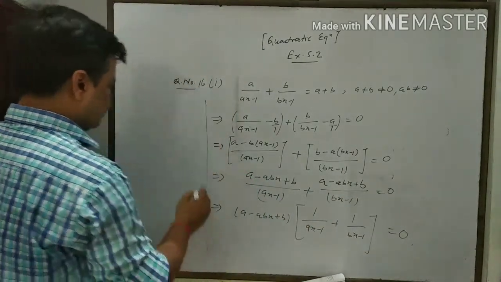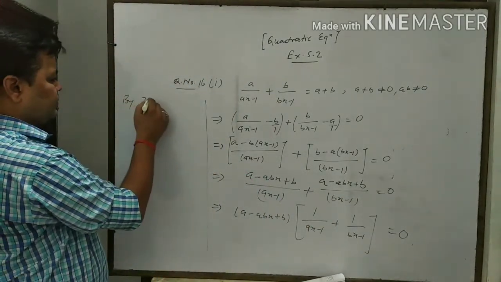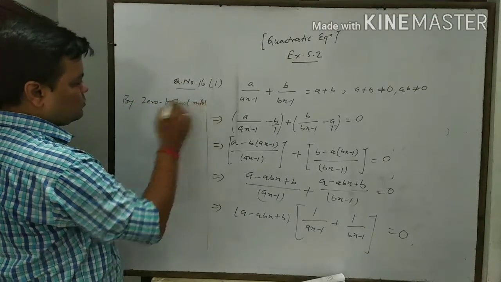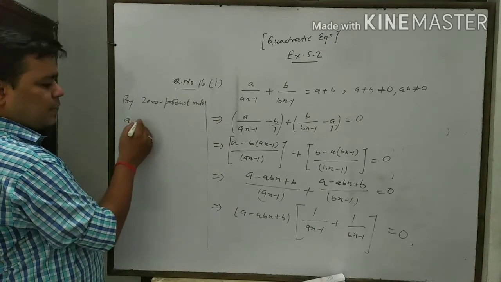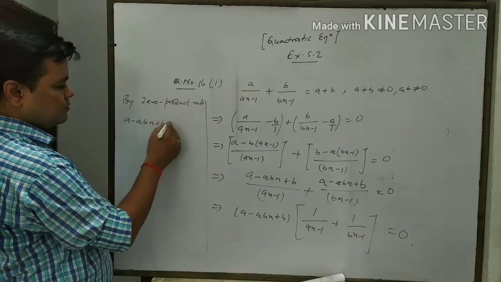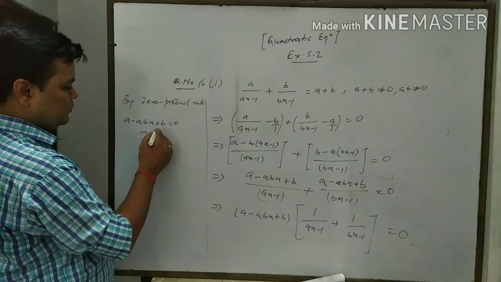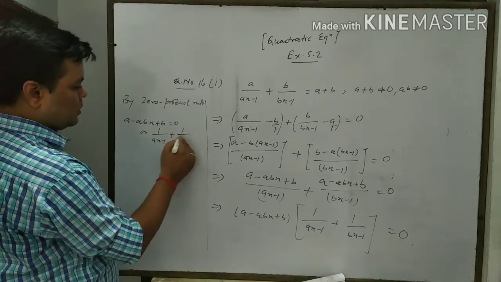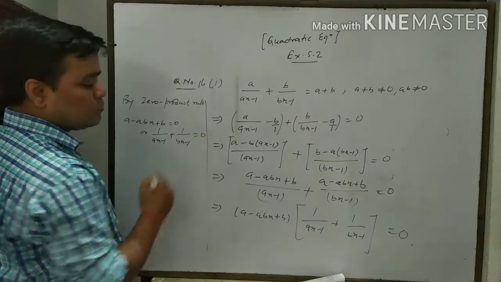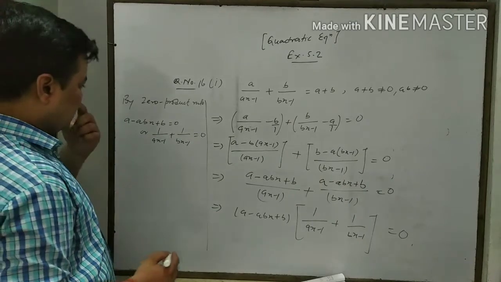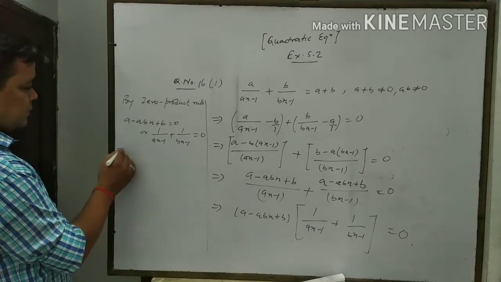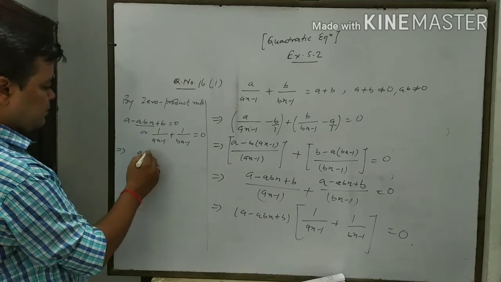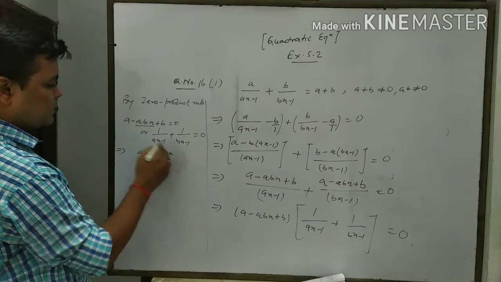Now by zero product, a minus abx plus b equal to 0, or 1 upon ax minus 1 plus 1 upon bx minus 1 is equal to 0. Now what can we write? Take this minus abx to that side, and it will be a plus b is equal to abx.